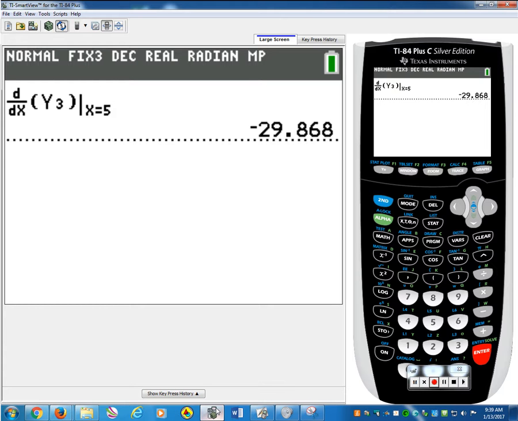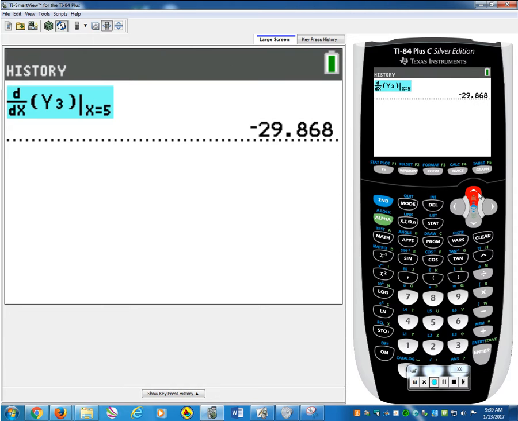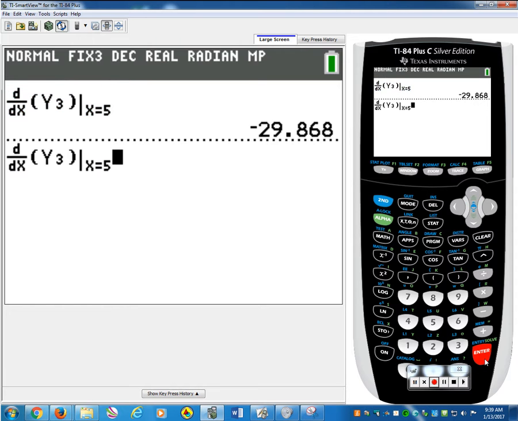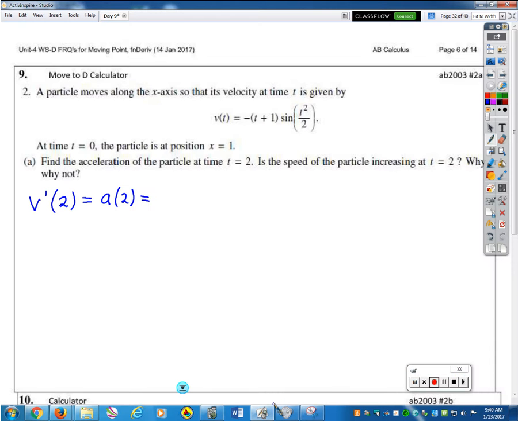Some people are not aware that the 84 has the following capabilities, so watch. I do some things on the board and no one knows, so I can never keep track of what you have learned and what you haven't. So just back it up here and say 2. Press enter. 1.588. Back to the page, write it down. 1.588. So that is the acceleration at time equal 2.